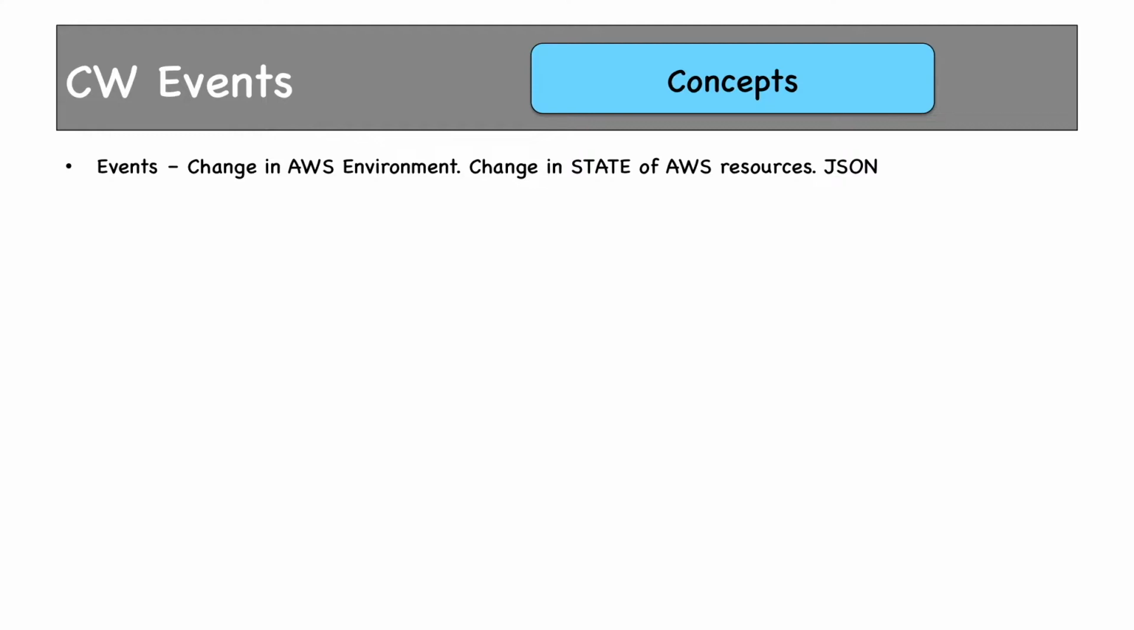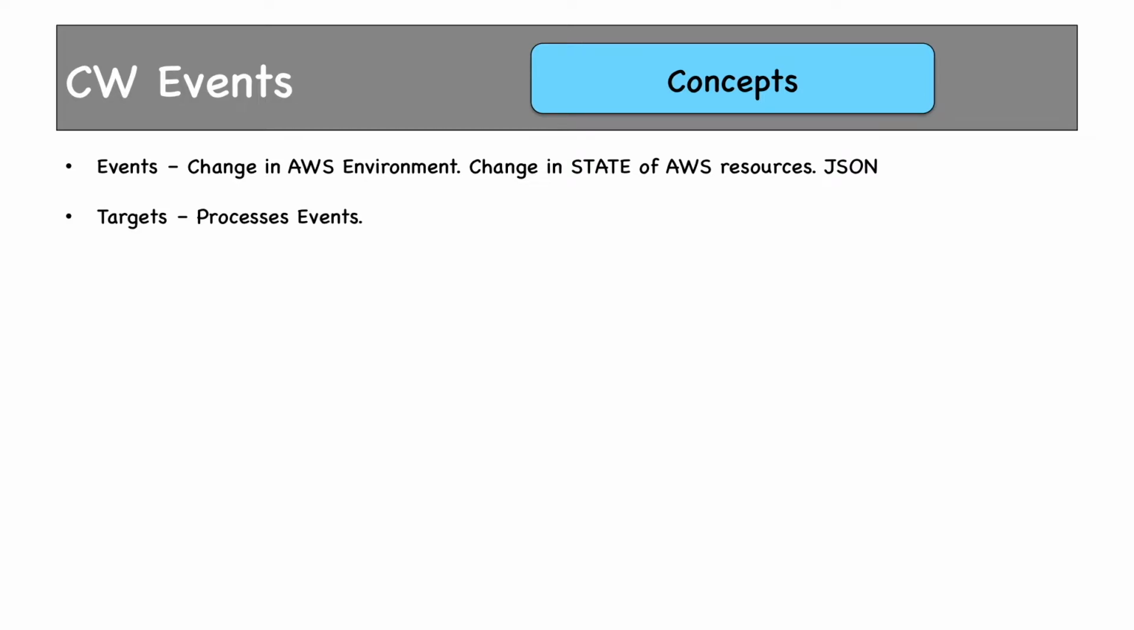For example, say auto-scaling groups. Auto-scaling groups scale out and scale in horizontally. Every time auto-scaling group launches a new instance or terminates a running instance, it generates an event. So those are called AWS resource events. You can take some action based on certain events.